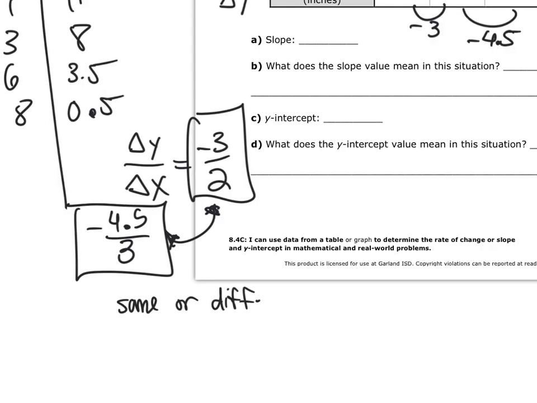What I want you to do is type these in your calculator. Type negative 4.5 over 3. And then on a separate row, type negative 3 over 2 and see what it gives you. Yes, it's telling you that they are the same value. They are equivalent ratios. Negative 3 over 2 is equal to negative 1.5, and so is negative 4.5 over 3. And they can both be written as negative 3 over 2.